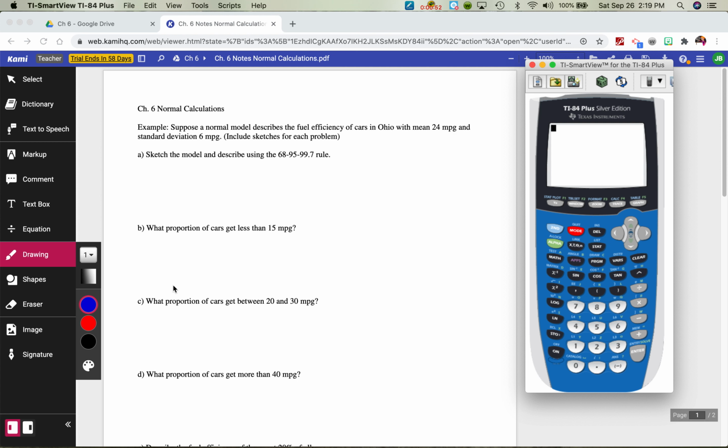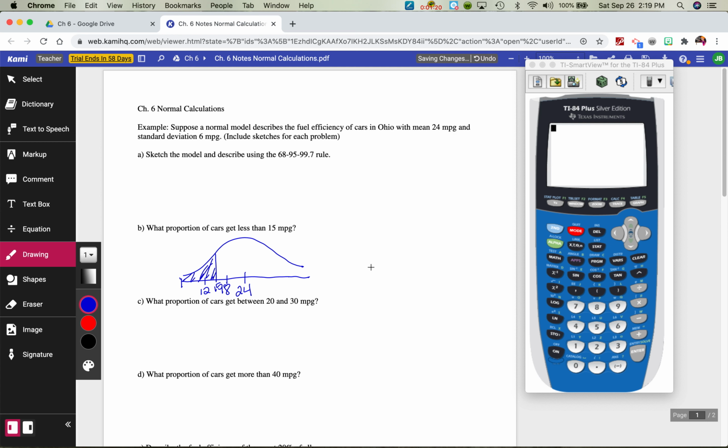What proportion of cars get less than 15 miles per gallon? So you're going to draw your picture just like you normally would. And remember that our mean was at 24. So I'm going to label off this direction just like we did before. So this we would have was 18, this was 12, and we were looking for 15. We want less than that. Now, instead of finding a z-score, this is a way that you can avoid that.